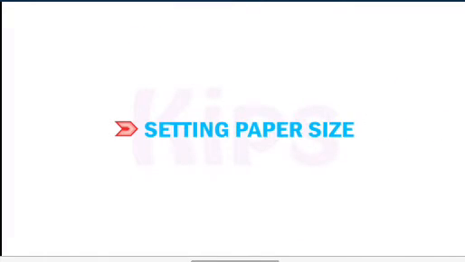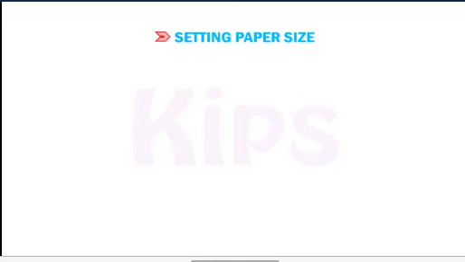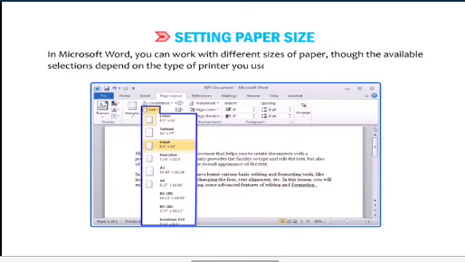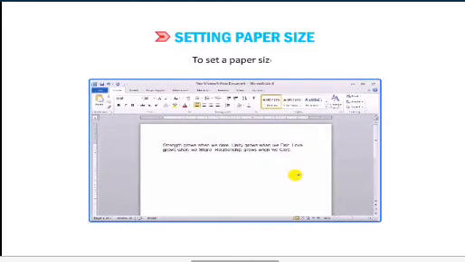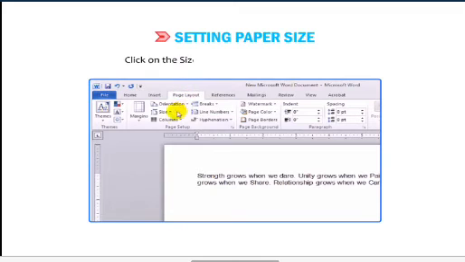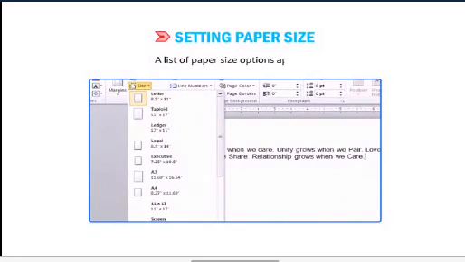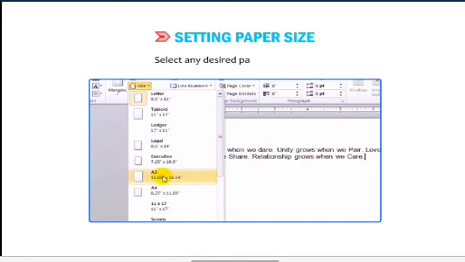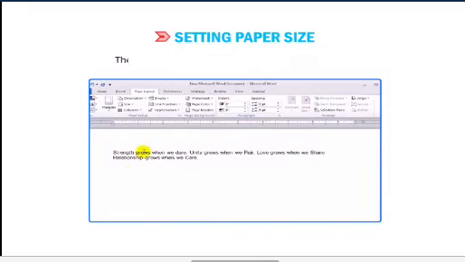Let us find out how to set paper size. In Microsoft Word, you can work with different sizes of paper, though the available selections depend on the type of printer you use. To set a paper size, select the Page Layout tab. Click on the Size button in the Page Setup group. A list of paper size options appears. The current paper size is highlighted in the drop-down list. Select any desired page size option. The paper size of the document changes accordingly.